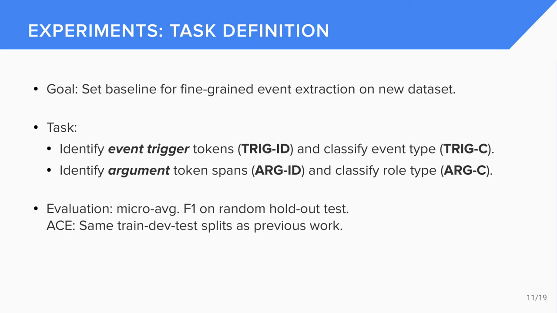The goal of the pilot experiments is to apply the current state of the art in event extraction on our new dataset to establish a baseline. So the task is twofold. First, it consists of identifying event trigger tokens and classifying their event types. And secondly, the model needs to identify token spans of arguments and classify their argument role type.